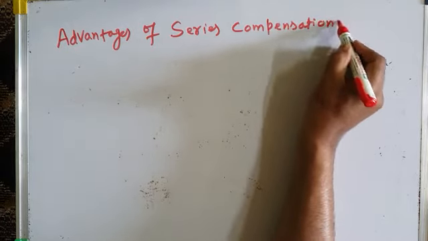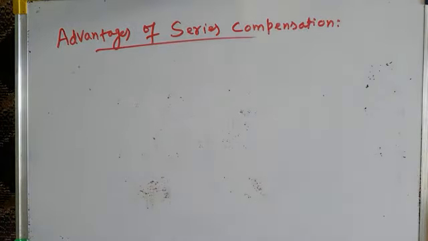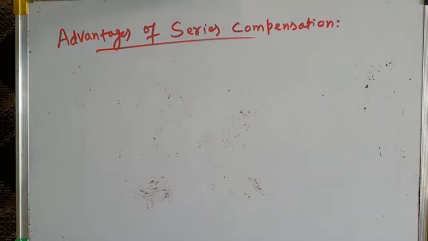Just like shunt compensation, series compensation offers the same advantages: it increases the power transfer capability of an existing transmission network. It improves the voltage stability by providing voltage support. It improves the transient stability of the system, and it very quickly damps the power oscillations. Let us discuss these advantages one by one.